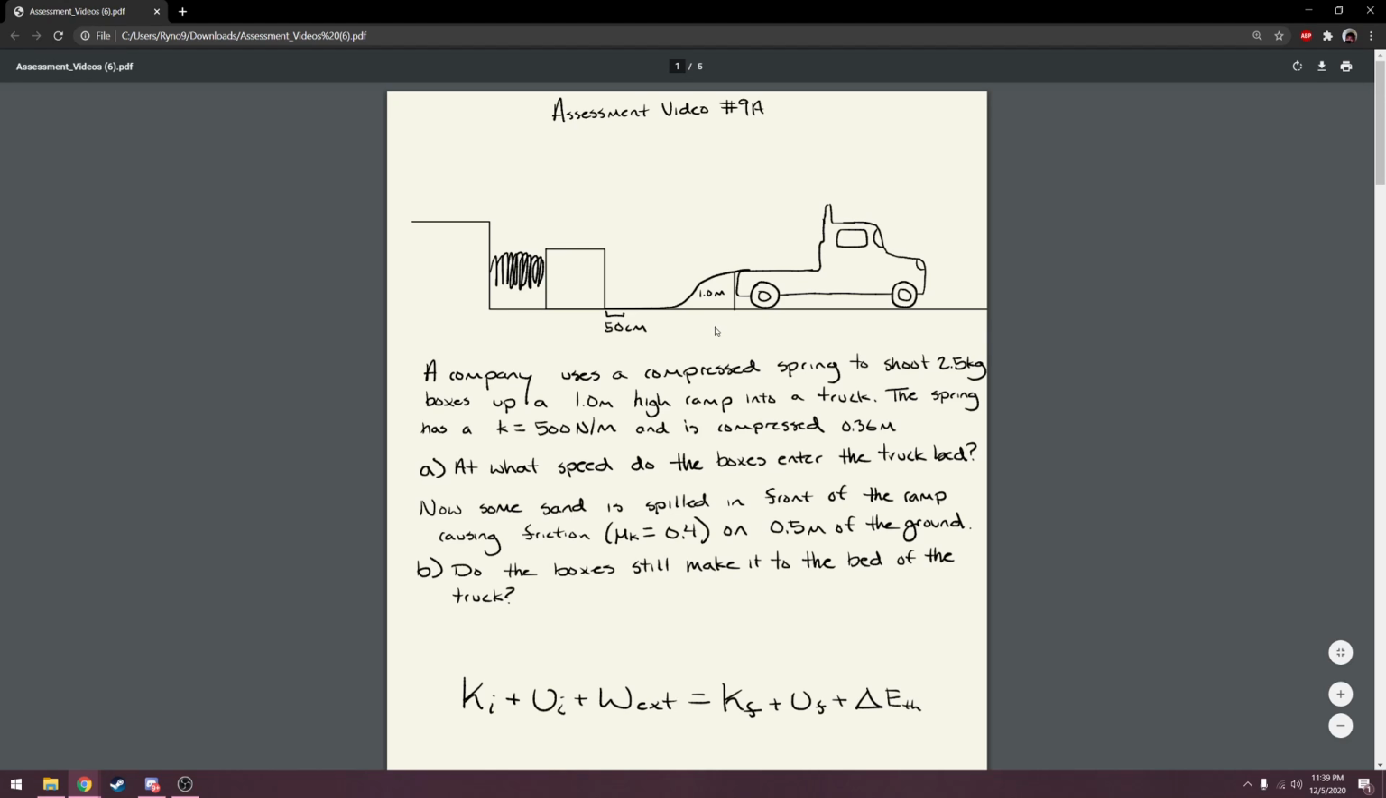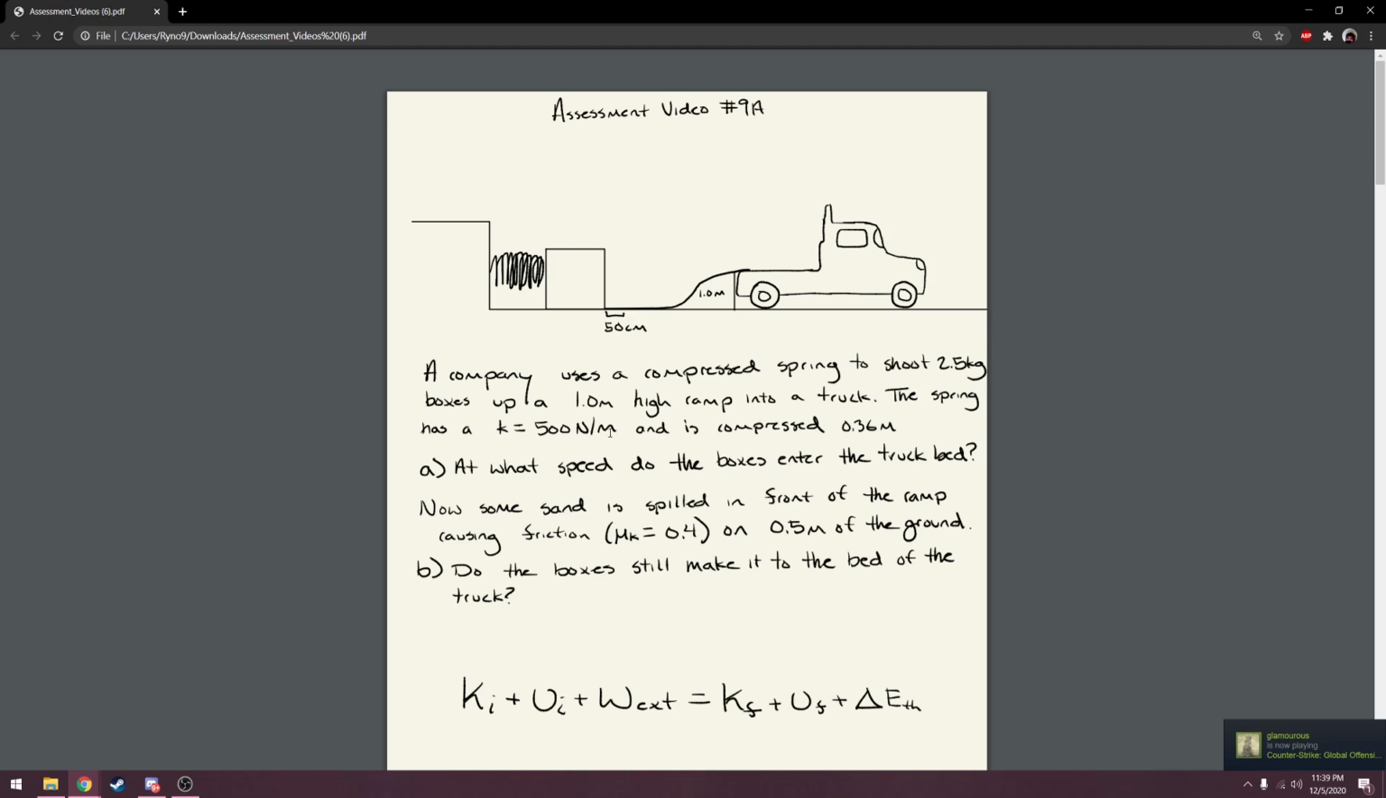Today we have this problem, and it starts us off with this box being loaded onto this car with this spring. Now this spring has a spring constant of 500 newtons per meter, and it's compressed 0.36 meters. And the question's asking at what speed do the boxes enter the truck bed, and then the second part asks that some sand is spilled in front, and it has some friction. And it's asking us, do the boxes still make it to the bed of the truck with that friction involved?